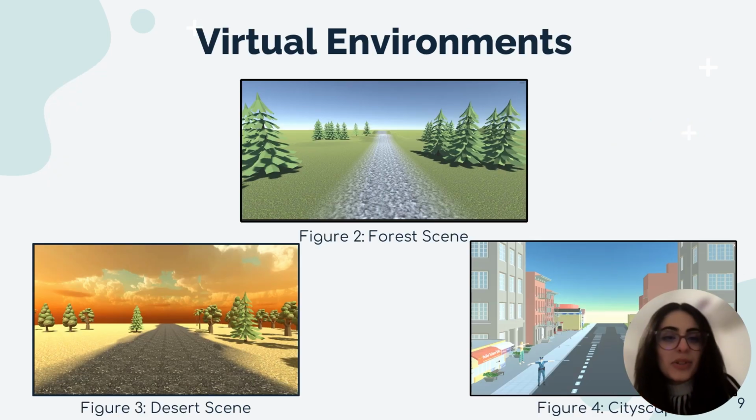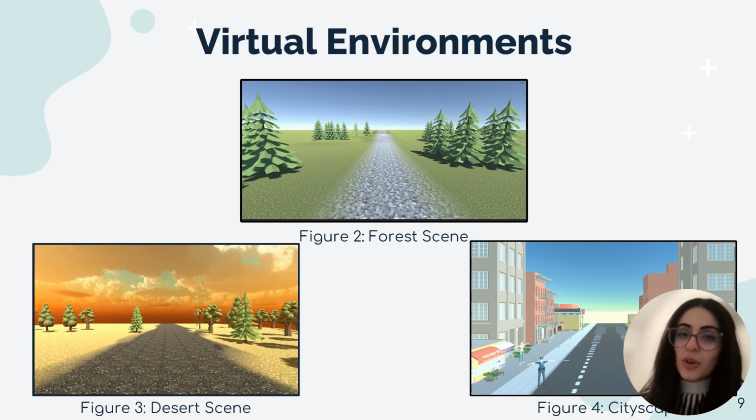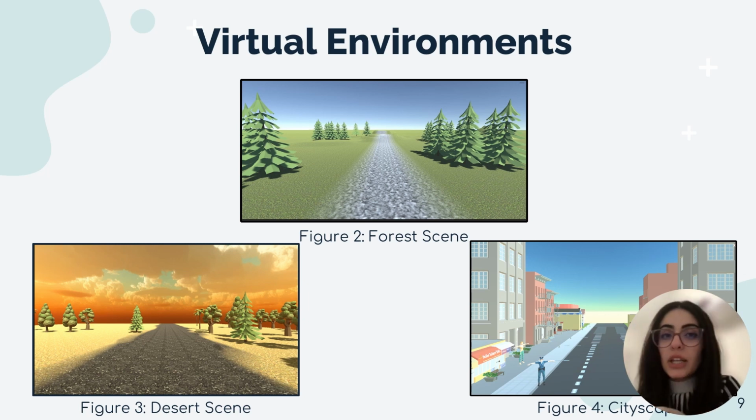As mentioned in previous presentations, we have three virtual environments that we're working with, starting with our forest scene, and then we also have our desert scene and cityscape, which is our most difficult environment. So future modifications to these environments include adding turns to both the desert scene and the cityscape, and we are also looking forward to adding oscillations and wobbling to all the environments.